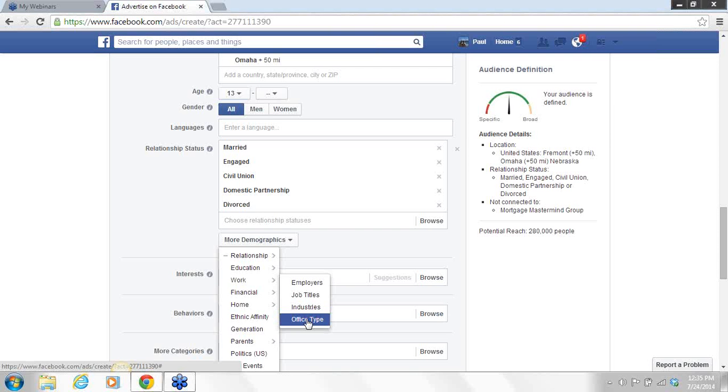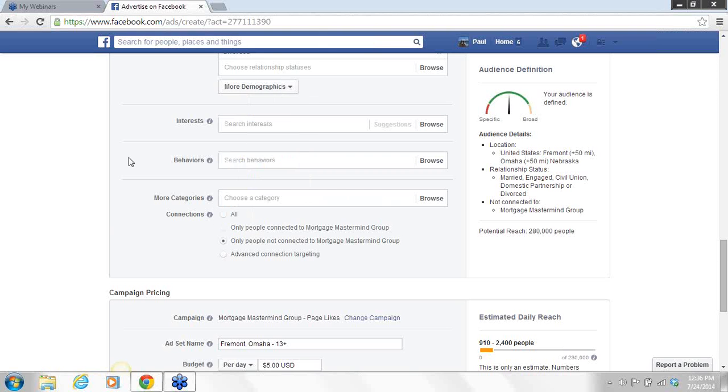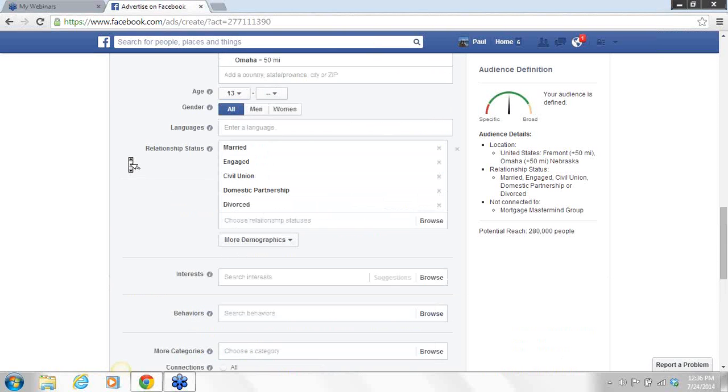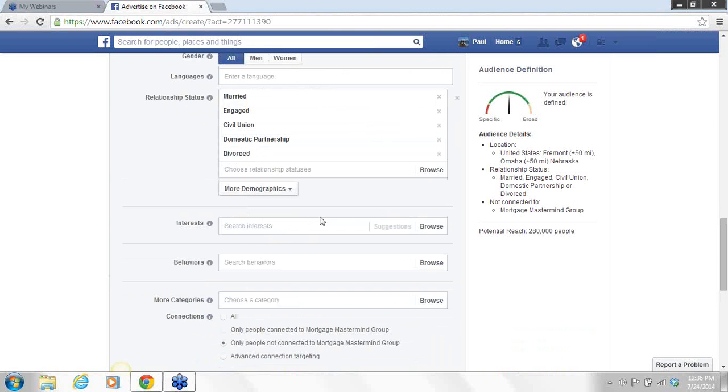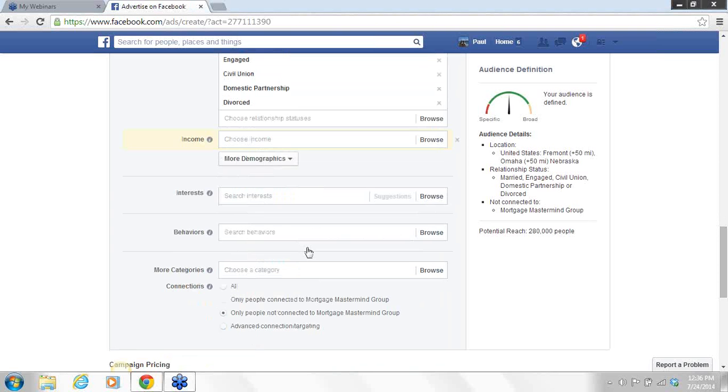One of the biggies, and the next two are really, really good ones, financial. Financial is fantastic. Where did it go? Did it disappear on me? Let me come back down here. Financial. So you've got income and net worth. I don't really mess with the net worth, and it's kind of the same thing as income. What I look at is their income.